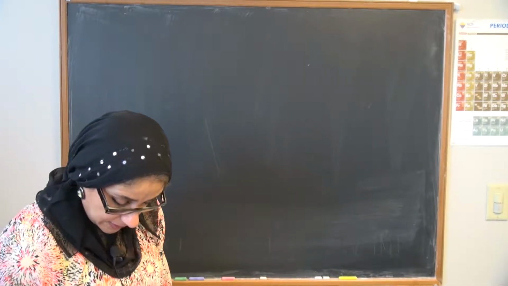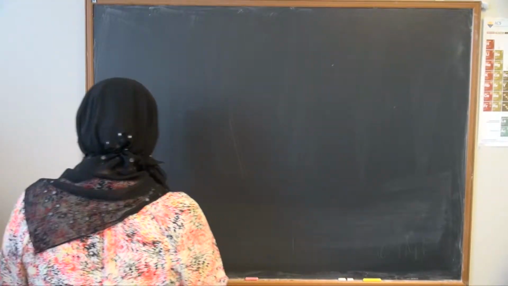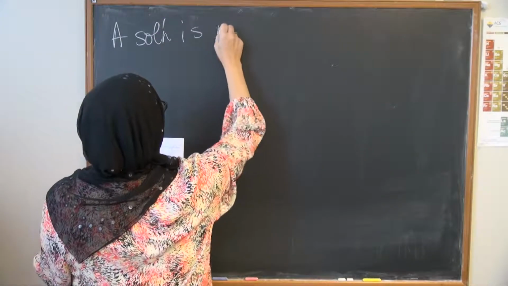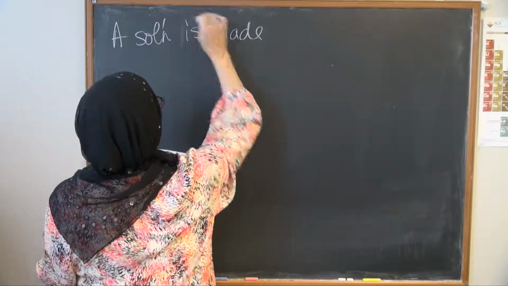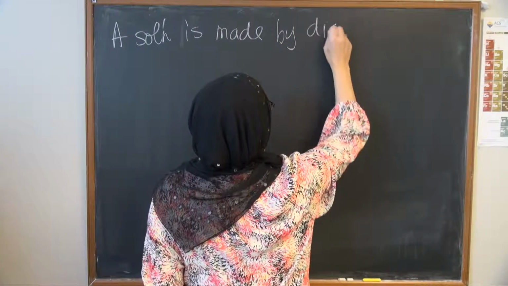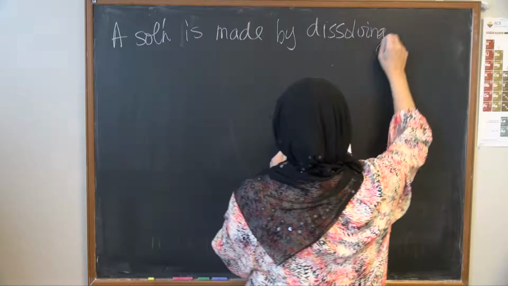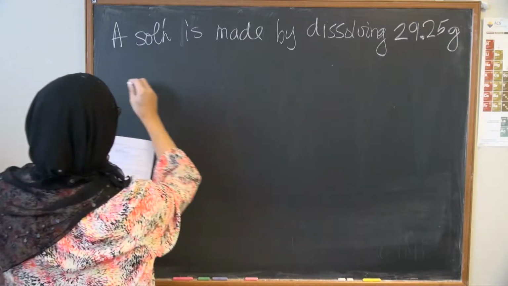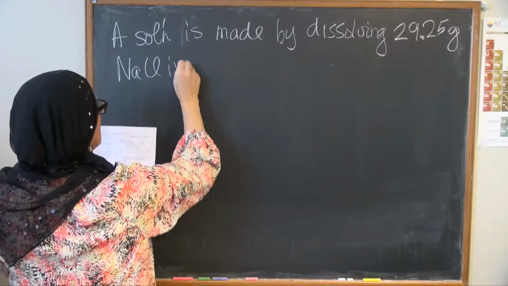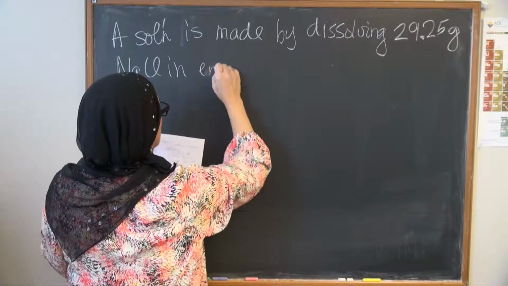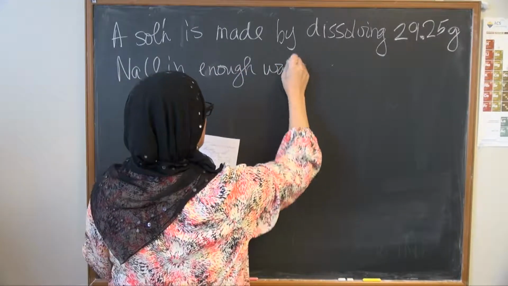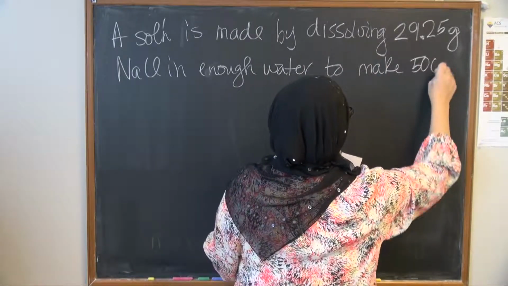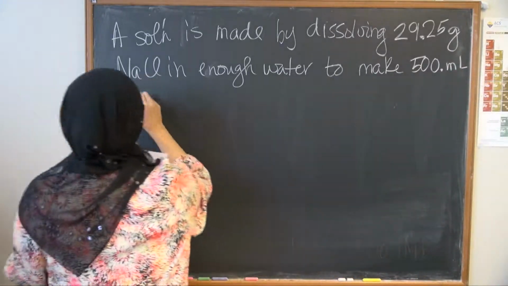Okay, so the problem is this. A solution is made by dissolving 29.25 grams of sodium chloride in enough water to make 500 milliliters of solution.